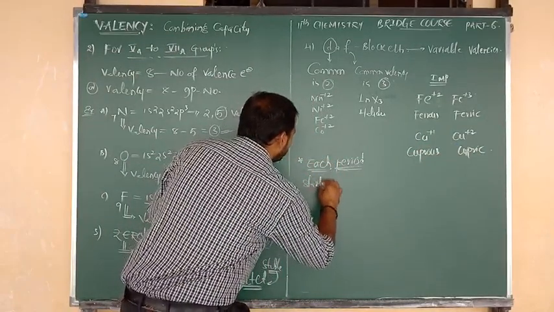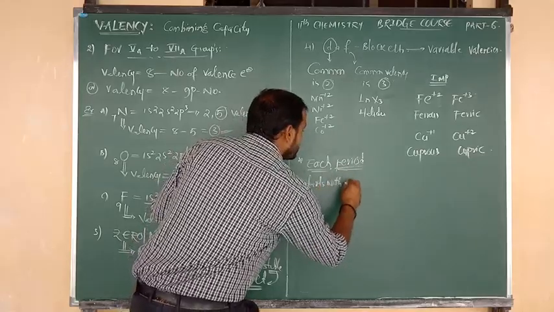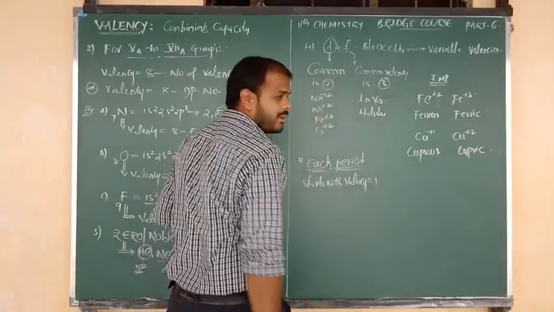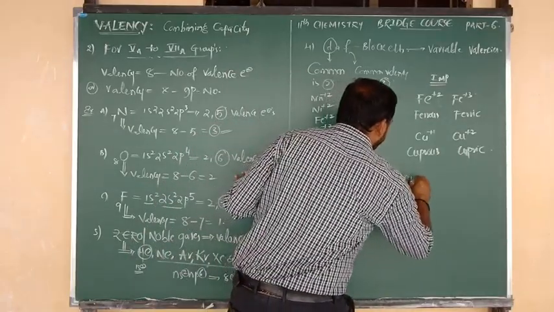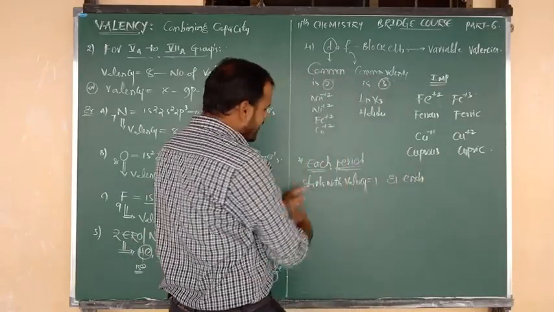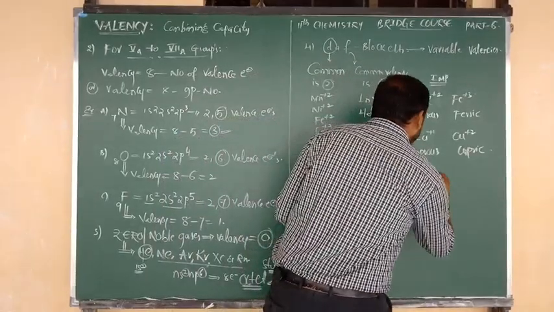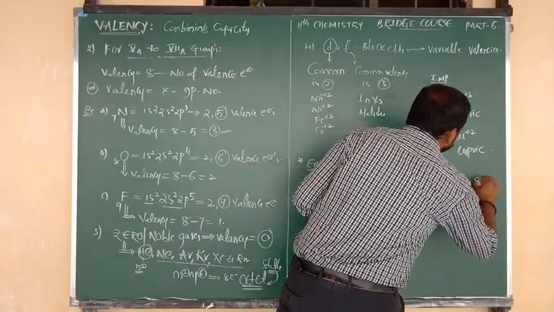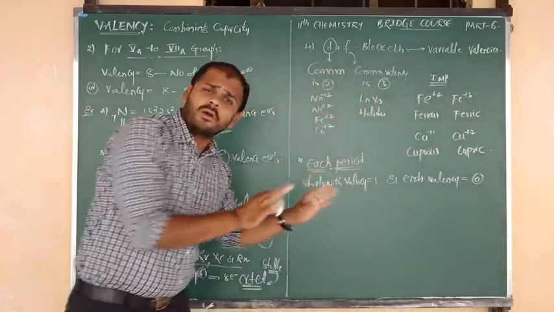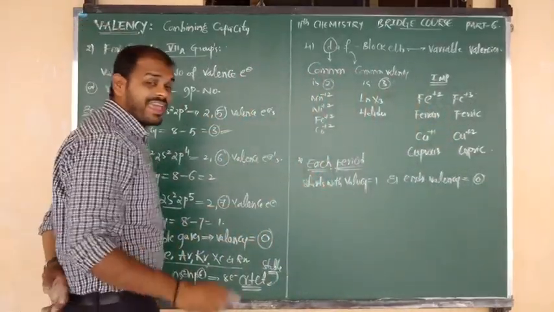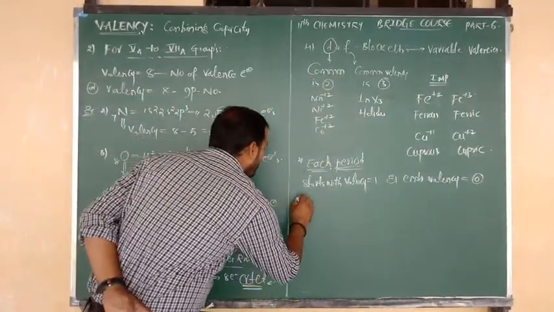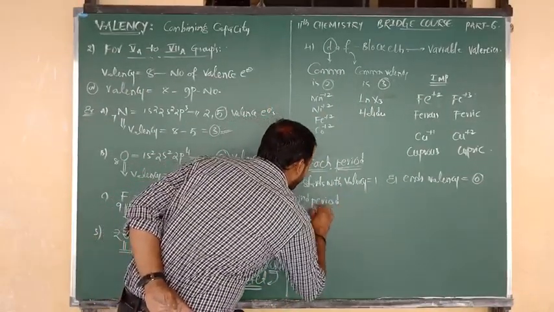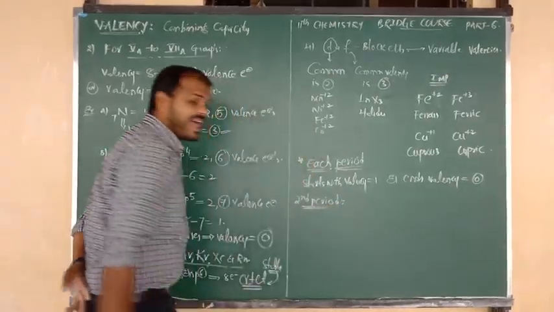starts with valency 1 and each period ends with valency 0. This is common for all 7 periods. Okay, I want to consider one example. The example I want to consider is the second period.